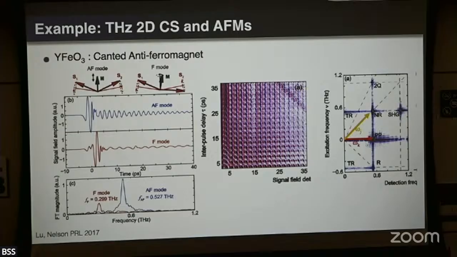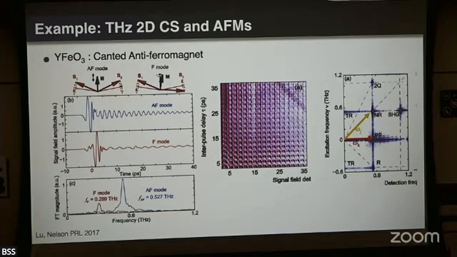and that's what's shown right there, kind of exaggerated with the angles. As a result of this canting, there are 2 different modes here, which are essentially magnon-esque modes referred to as the ferromagnetic mode and the antiferromagnetic mode. They have different frequencies. You can select them by polarization, right? And so that's what's shown here.